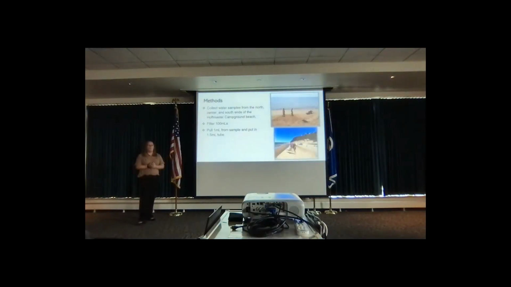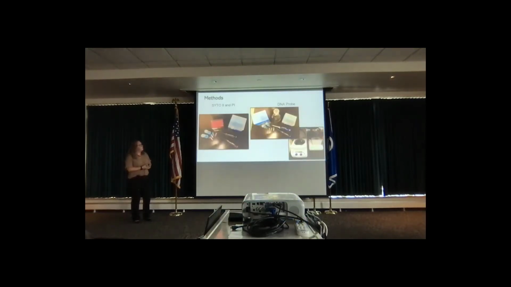So to start this, we collected water from the north, center, and south ends of the Hoffmeister Campground Beach and used 1 liter bottles. From that, I filtered it with a 5-micron filter into 100 mL. Then I pulled a 1 mL sample and put it into a 1.5 mL tube. For the cyto9 PI, I would use 100 microliters of sample, and then I would put 1.5 microliters of each dye, and then I would incubate it in the dark for 15 minutes. Once that was done, I would vortex it and then put it into the cytometer.